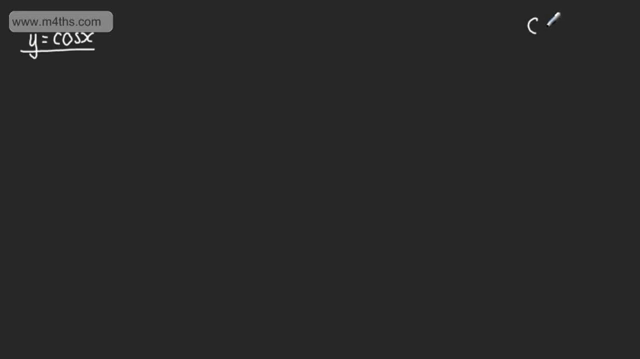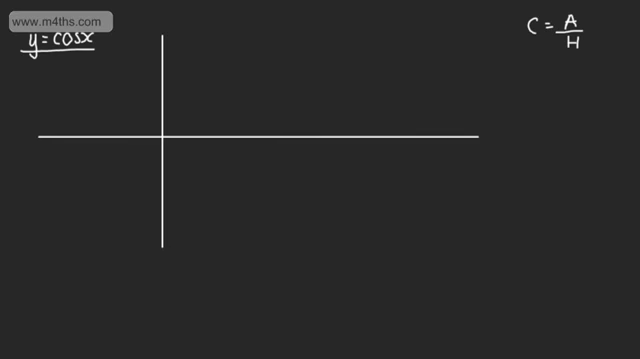The cosine of an angle is defined to be the adjacent over the hypotenuse. So all I'm going to do is a quick sketch, and we will look now at the key features. And I'm going to take this initially from 0 to 2 pi radians or 360 degrees.